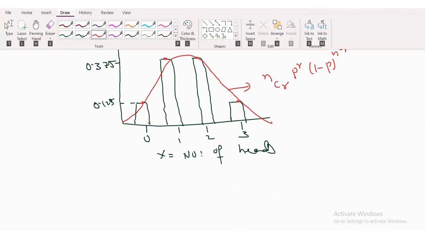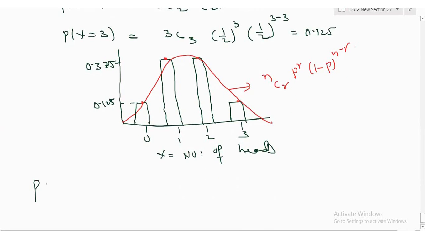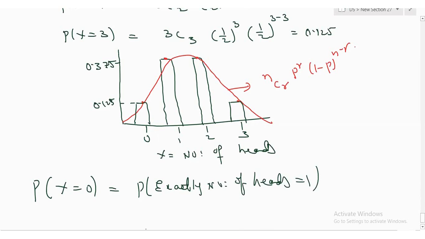So there are a few things you guys need to understand. X equal to 1 is nothing but probability of exactly number of heads equal to 1. What is the meaning of this? I want to get exactly 1. So what is this probability? This is nothing but 0.125.